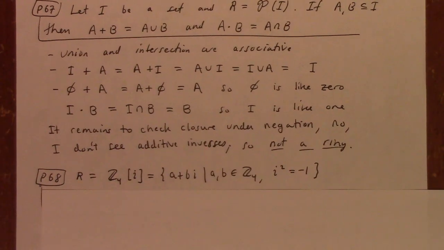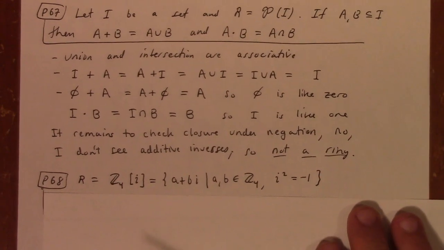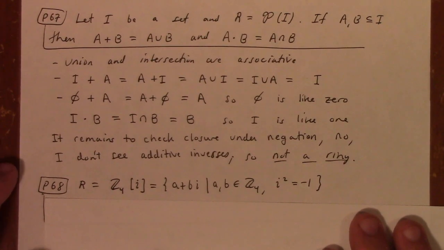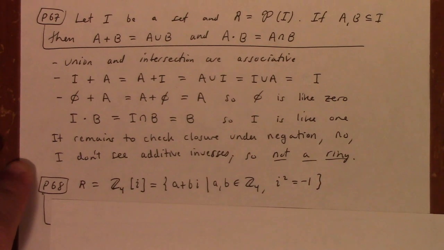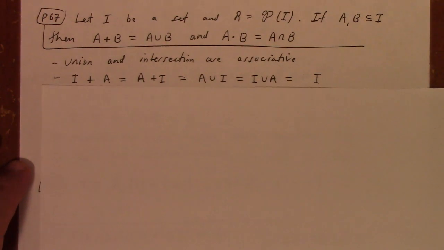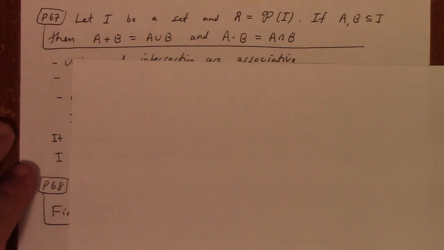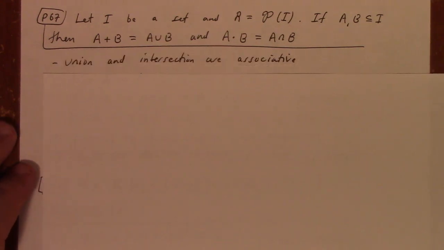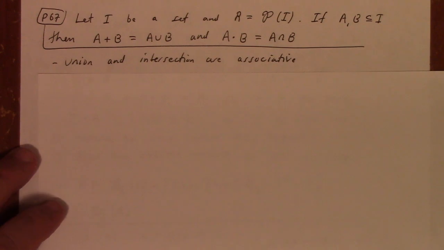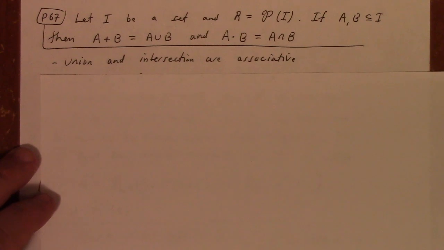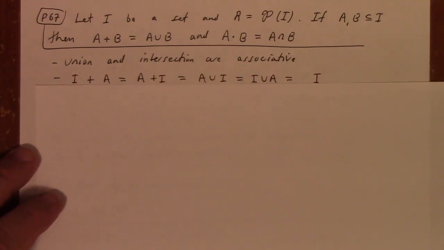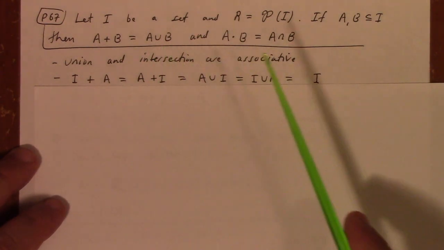Now, problem 67 is a little bit more open-ended. It's kind of an adventurous problem, because you're asked to decide whether or not these operations that you're given here form a ring. And I'm kind of tempted at the start to say, yeah, maybe they do, because union and intersection are associative. That's a good sign, right? Because the multiplication and the addition being associative is a good sign. Certainly the addition is commutative, right? A union B is B union A.